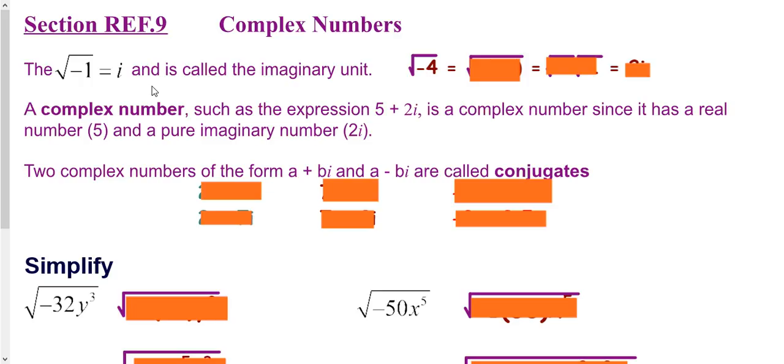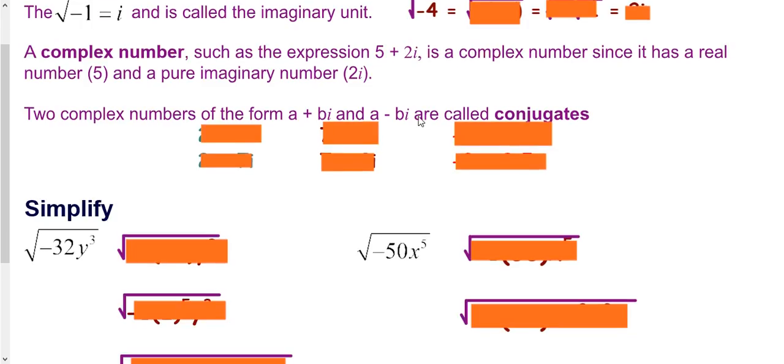Now, when you take a real number and an imaginary number, real numbers don't have i's, imaginary numbers have i's. If you put real and imaginary together, you get what's referred to as complex numbers. So here we have an example of 5 plus 2i. 5 is the real part, the part that doesn't have i's. 2i is the imaginary part, the part that does have i's.